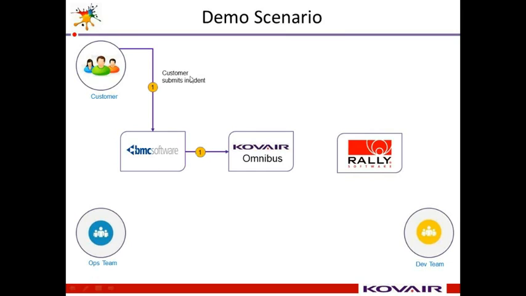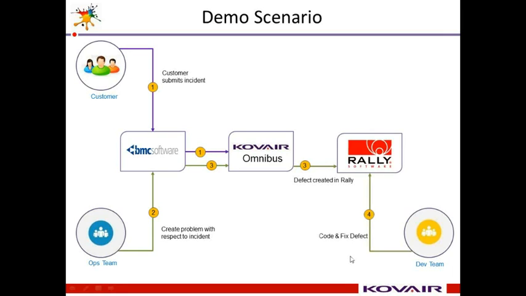So first, a customer would submit an incident in Remedy. Based on that, the operation team member would create a problem with respect to the incident. Then that problem created in Remedy would get reflected in Rally as a defect. So now the developer who's working on Rally is aware of the defect. So he will code and fix this defect. And then once that is done, he'll update the defect in Rally, which ensures that the reflection takes place in Remedy as well in the problem record. And once the problem record is updated, the corresponding incident in Remedy also gets resolved.